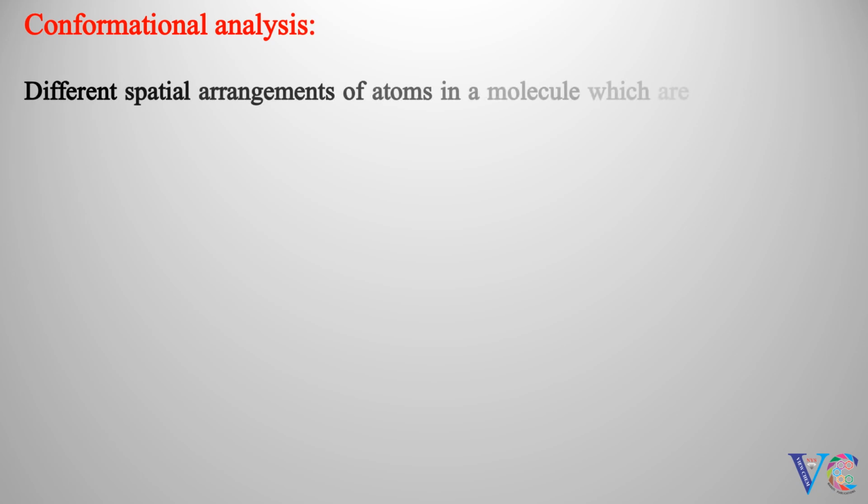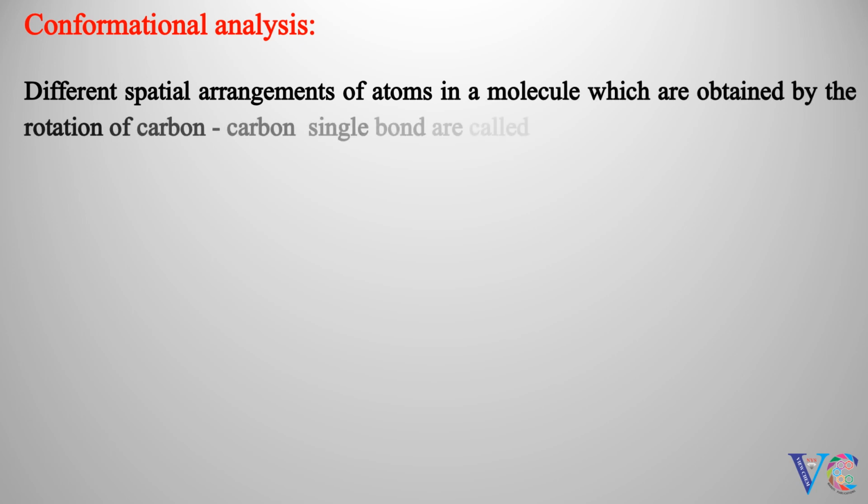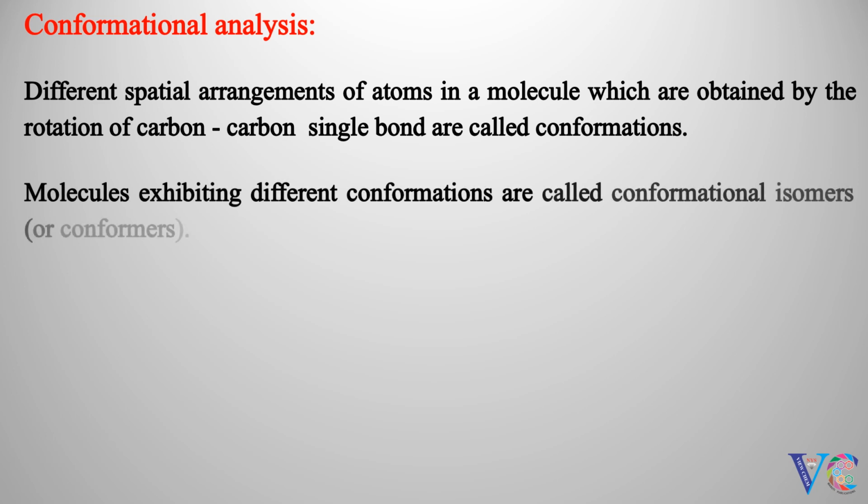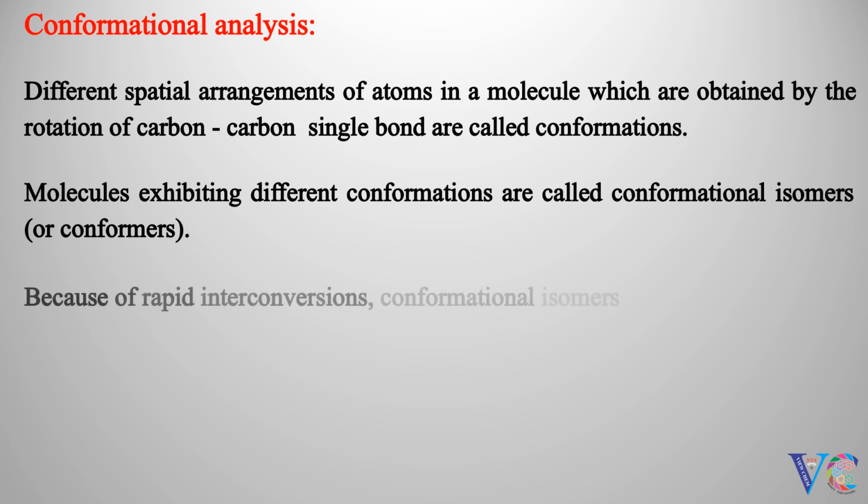Conformational analysis. Different spatial arrangements of atoms in a molecule, which are obtained by the rotation of carbon-carbon single bond, are called conformations. Molecules exhibiting different conformations are called conformational isomers, or conformers. Because of rapid interconversions, conformational isomers cannot be isolated.